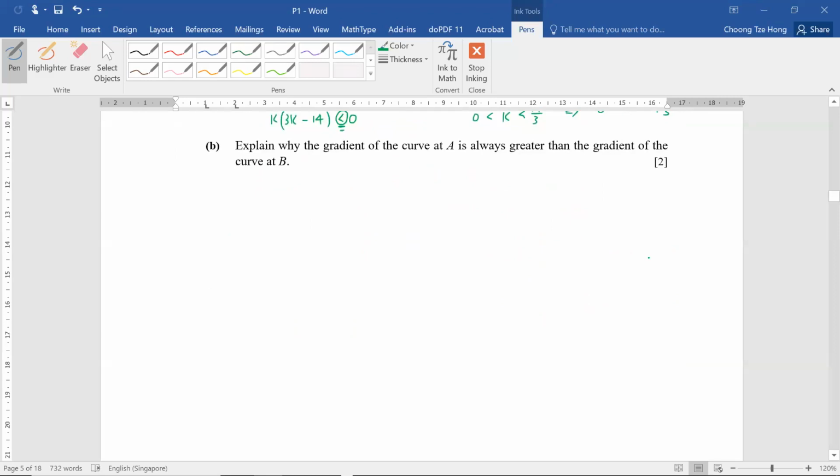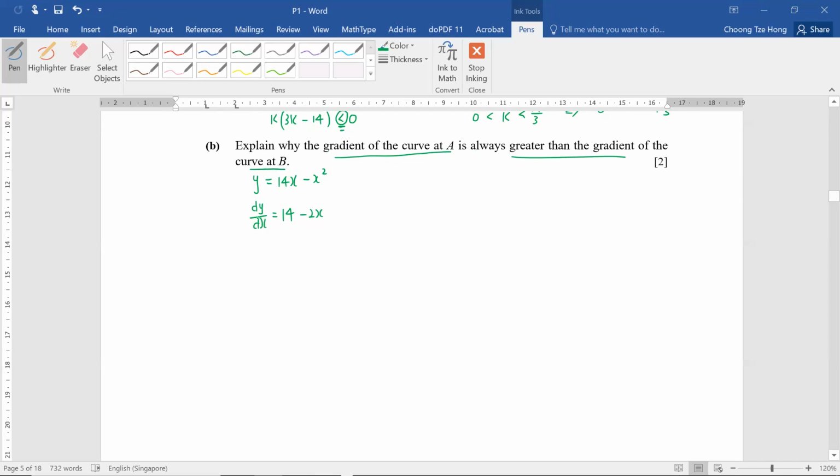Explain why the gradient of the curve at A is always greater than the gradient of the curve at B. So now we are interested in the gradient of the curve. The curve is this. If you are interested in the gradient of the curve, then we need to find the gradient function, which is dy/dx. So you differentiate, get 14 minus 2x. They want to explain why the gradient of the curve at A is greater than the gradient of the curve at B.